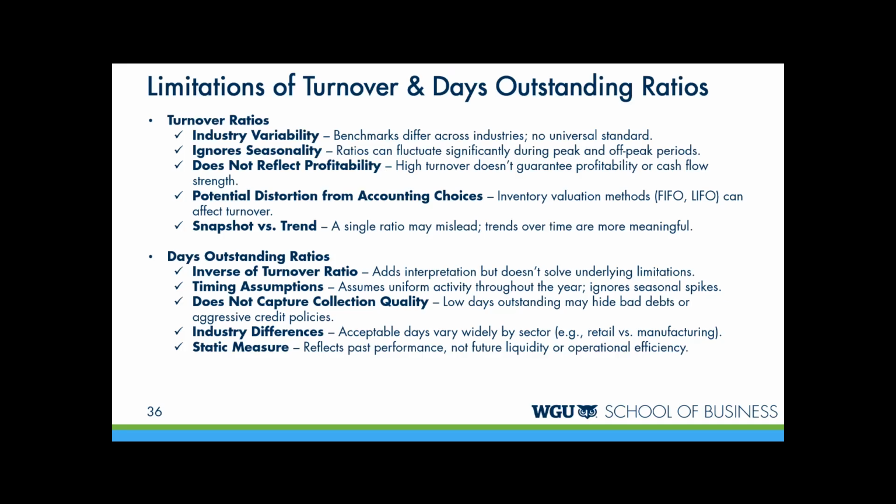For our days outstanding, remember, these are the inverse of our turnover ratio. It tells us in days how quickly these assets are turning over into cash, but it doesn't necessarily tell us any of the other underpinnings and doesn't solve any of those limitations. Days outstanding also assumes that things happen in a uniform way, because we're only taking the number 365, which is the total days in the year, and dividing our turnover ratio into it.